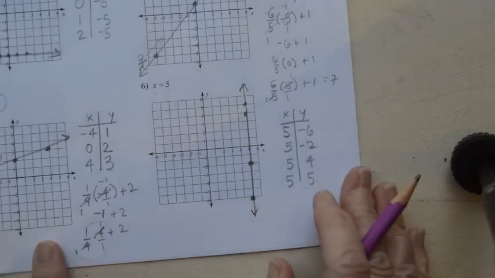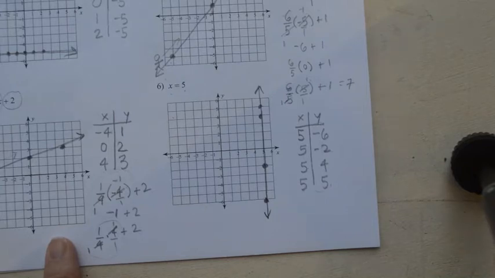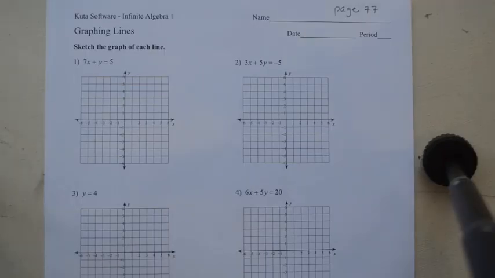All right, I'm going to stop right there for a little bit. I'll be right back. Okay, now I need you to be on page 77 in your workbook. All right, so you should just have to flip one more page.